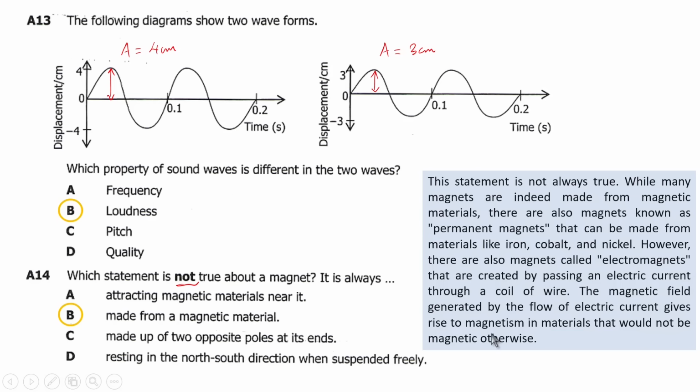The magnetic field generated by the flow of electric current gives rise to magnetism in materials that would not be magnetic otherwise. So you find that these electromagnets also produce magnetic properties. So they are also called magnets, and they are not made from magnetic material, but they are made from current flowing through a wire, and in this case the wire can be copper wire, which is a non-magnetic material.